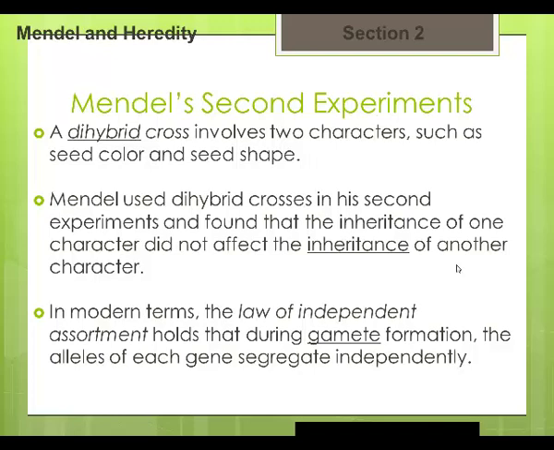If there was no independent assortment, he would have concluded that maybe the allele for green could mix with the height gene or the seed shape gene. In this case, he found that they sorted independently. So the law of independent assortment holds that during gamete formation, during sex cell formation, the alleles of each gene separate independently. So when alleles are separated into the gametes, they do not separate together.